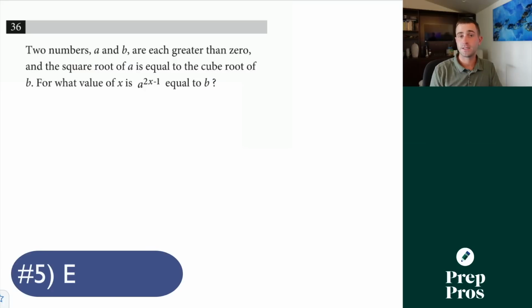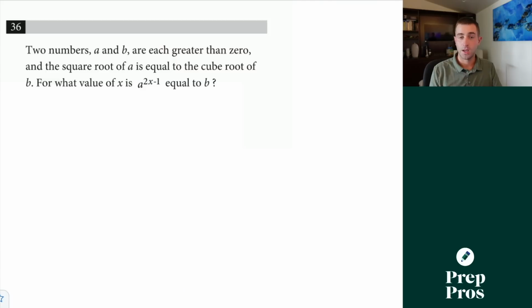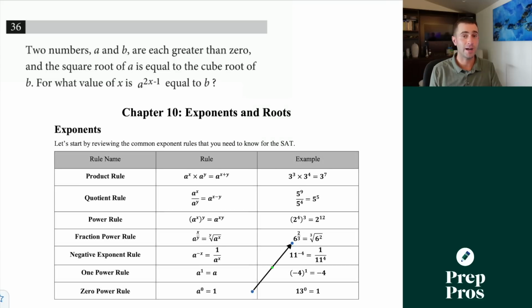All right, up next is exponents. These show up every single SAT, and they are often some of the most difficult questions that you'll see on the test. And the most important rule that every student forgets that they need to refresh on is the fractional power rule. That's what a ton of these revolve around.